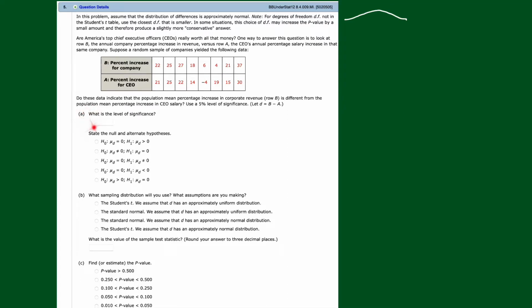Part A here says, what is the level of significance? They're going to tell us that, 0.05. So we're going to run this at 0.05.